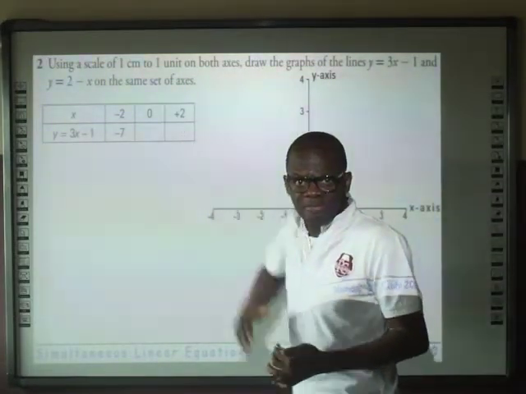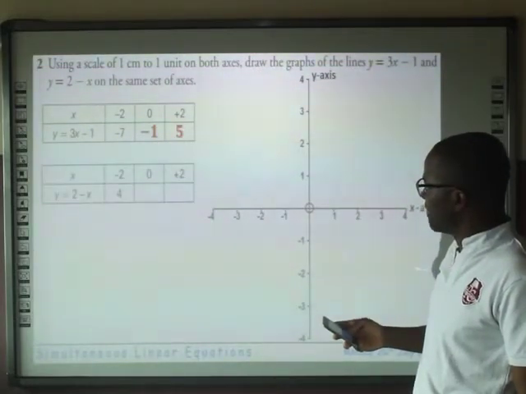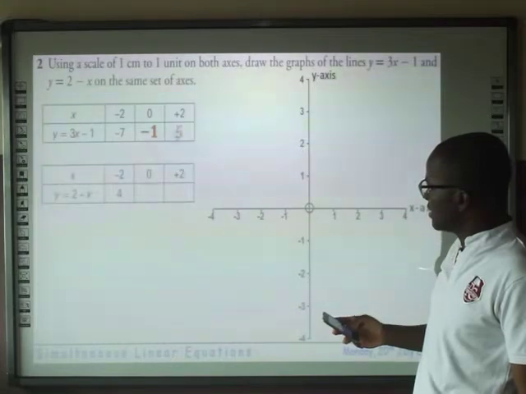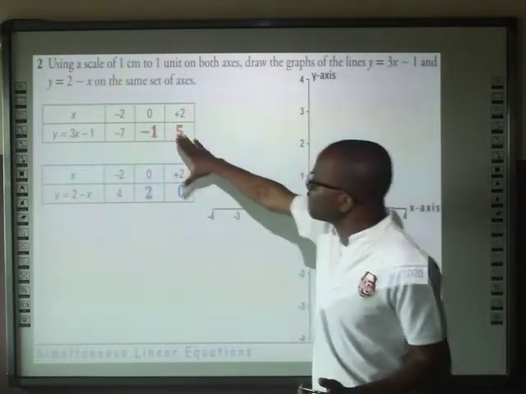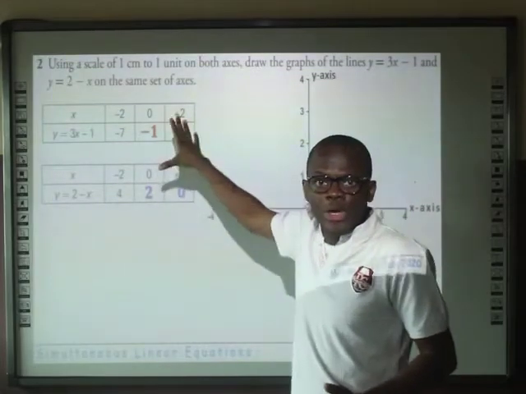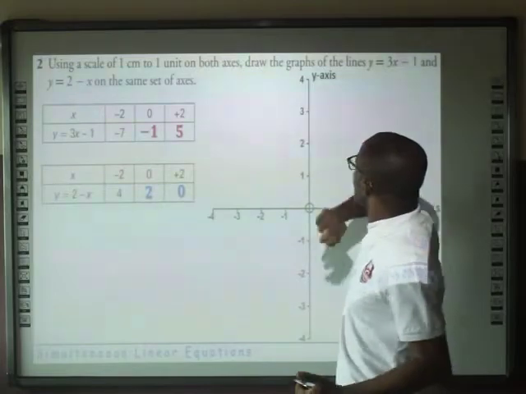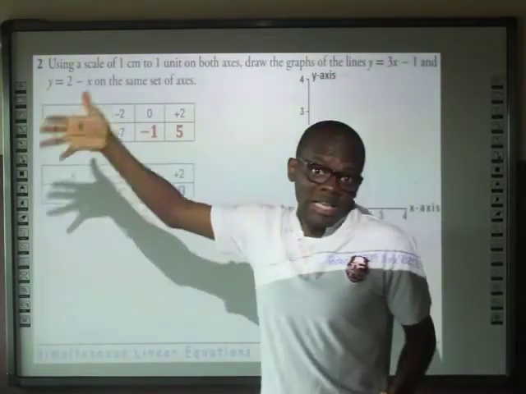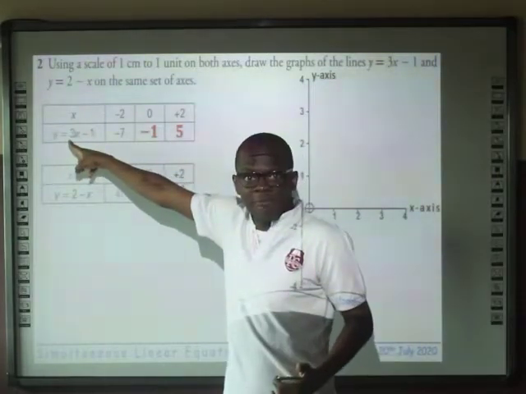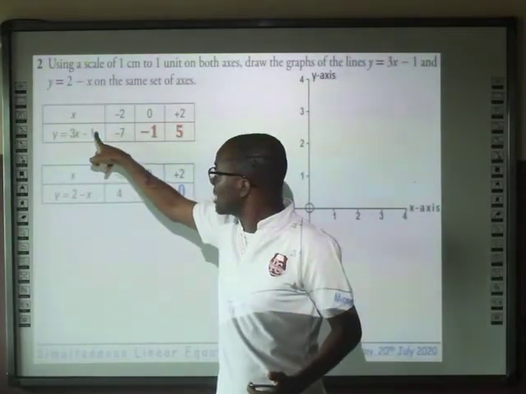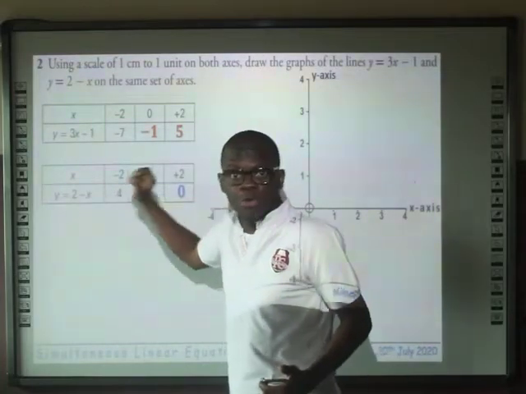Now we're going to complete the table of values here very quickly. The table of values we got from question number 1, remember? So these are the values and the table is complete. So now that we have these table values, we will use them to draw the lines for the two equations. That is, the line for the equation y is equal to 3x minus 1, and the line for the equation y is equal to 2 minus x.